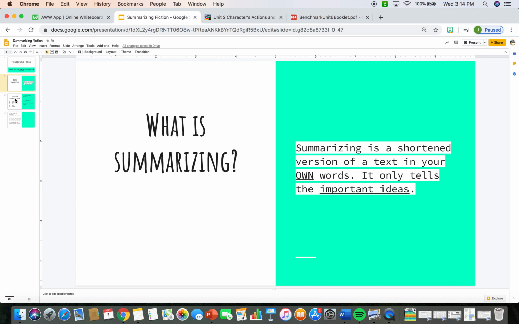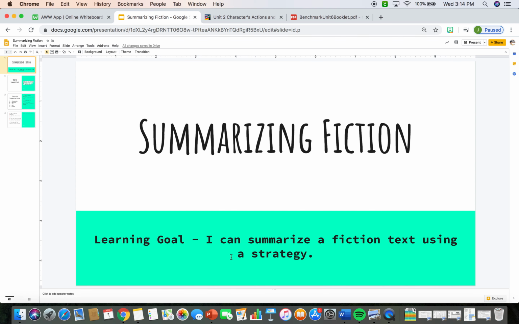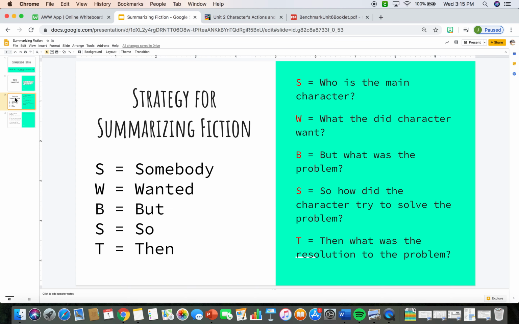Since our learning goal is using a strategy to summarize the fiction text, today I'm going to teach you a strategy so you can apply it for tonight's homework. So, strategy for summarizing fiction. I want you to remember this. This is a strategy that you can use in fourth grade and beyond. It's called Somebody Wanted But So Then. You just have to remember these 5 words in order. You'll be fine if you do, okay?